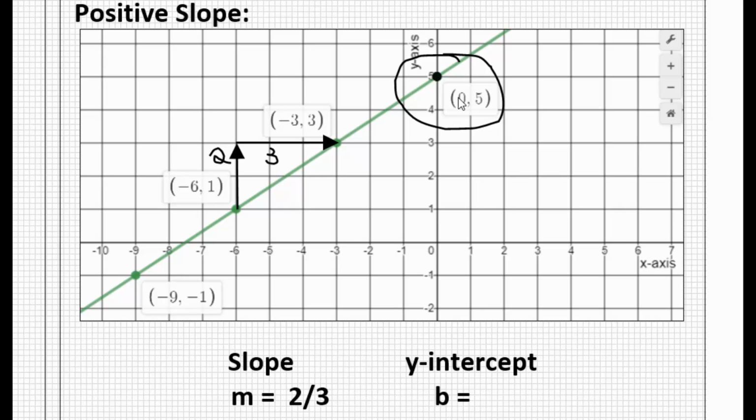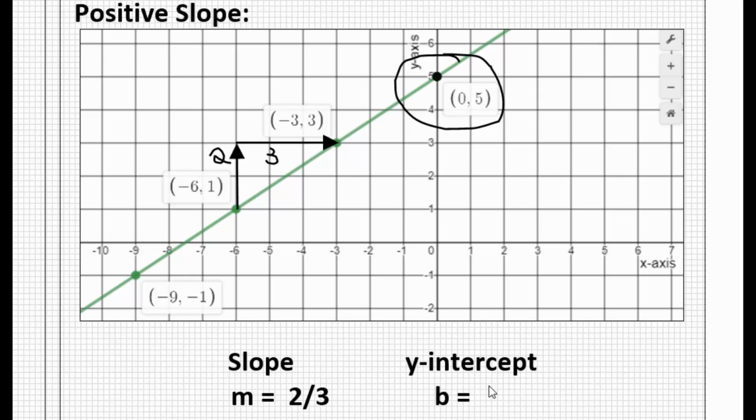Notice how we talked about here, (0, 5) as an ordered pair tells us that we're on the y-axis because x is 0 all the way along this y-axis. So when x is 0, that value tells us what our y-intercept is, and we can see it right here on the graph.